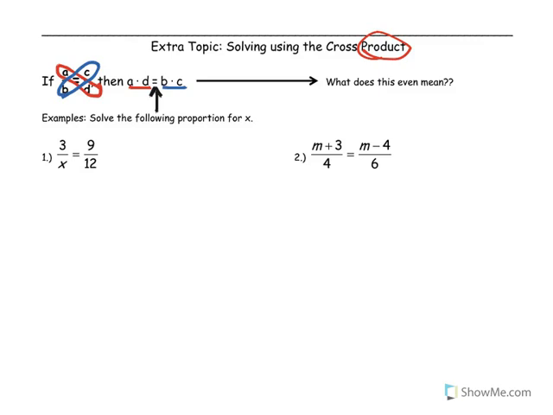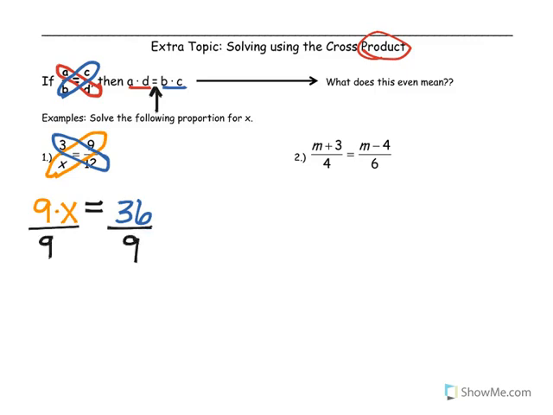It says solve the following proportion for x. I have two ratios, 3 over x and 9 over 12, that I'm telling you have to be equal. So if I take the cross product, I do 9 times x, that's 9x, and I do 3 times 12, that's 36. I know that those two products have to be equal. And then we can solve an equation just like normal. I can divide by 9 on both sides. That's going to cancel, and I get x equals 36 divided by 9, which is 4. So I get that answer there.